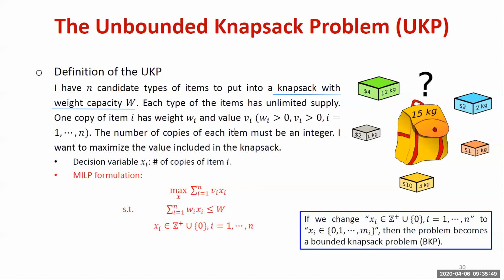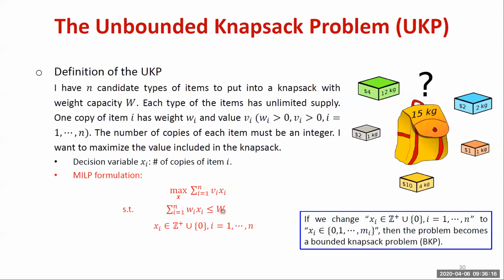Now, totally how many copies do you have? You have xi copies, right? So the total weight of item i is Wi xi. And totally you have n items, so you just sum all of this. And this is finally the model for the knapsack problem. This is very simple actually. Any questions here?